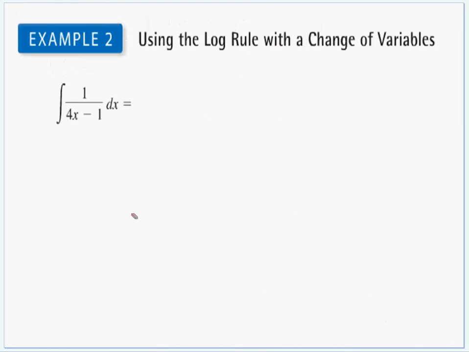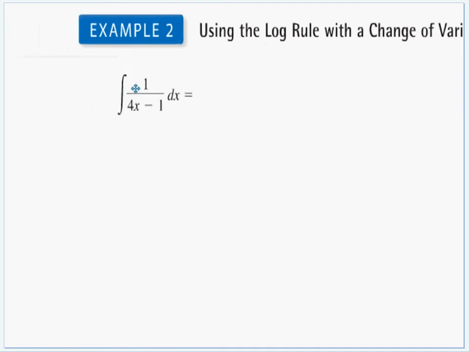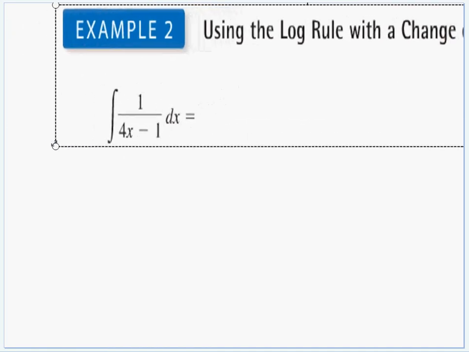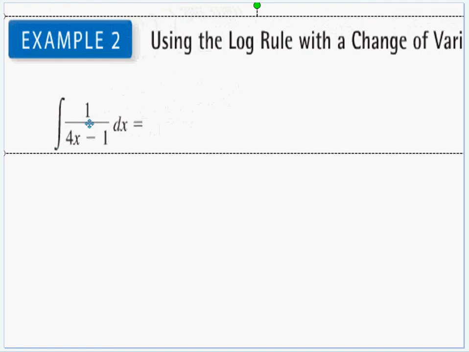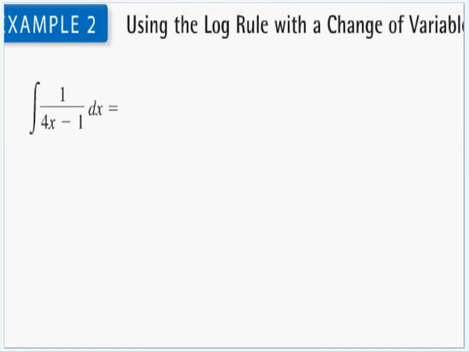Okay, example 2. Using the log rule with a change of variables. Now, when I look at this, the first thing I see is that it is a fraction, and I'm going to antiderive it. So the first thing I do, a little mental check, I look at my denominator, in this case it's 4x minus 1, and hopefully I can find the derivative of that right upstairs in the numerator. If that's the case, then we're going to just antiderive natural log of the denominator.